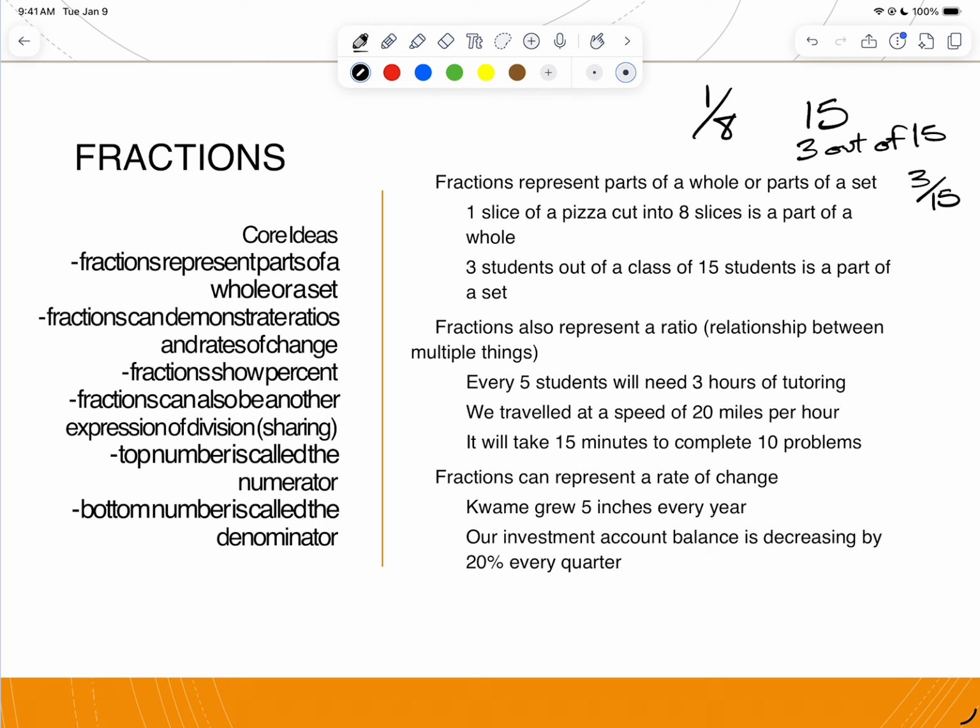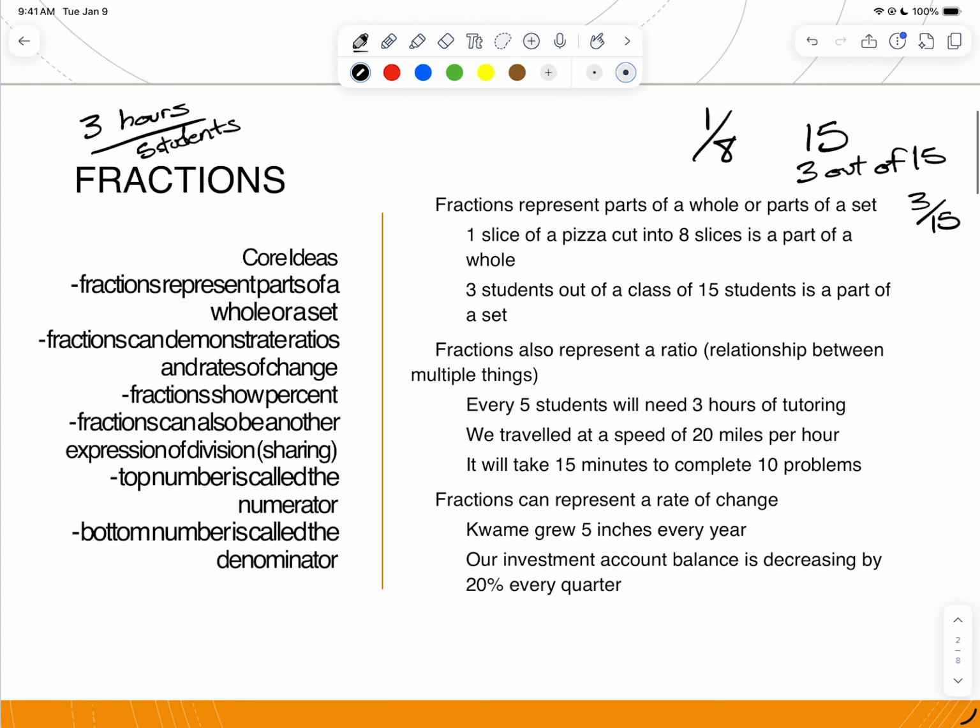Fractions can also represent ratios, meaning relationships between different quantities. Maybe every 5 students requires 3 hours of tutoring, right? And we could describe the relationship as 3 hours for every 5 students. And that's a fraction, right? Or maybe even speed, right? If we say we were traveling 20 miles per hour, that's really 20 miles over 1 hour, right? And another example would be if I go 150 miles in 3 hours, that is a relationship between time and how far I've gone, right? That would equal 50 miles per hour.